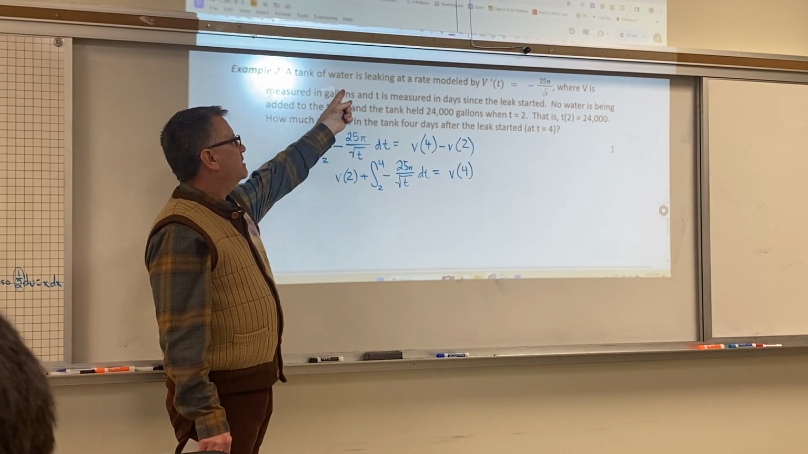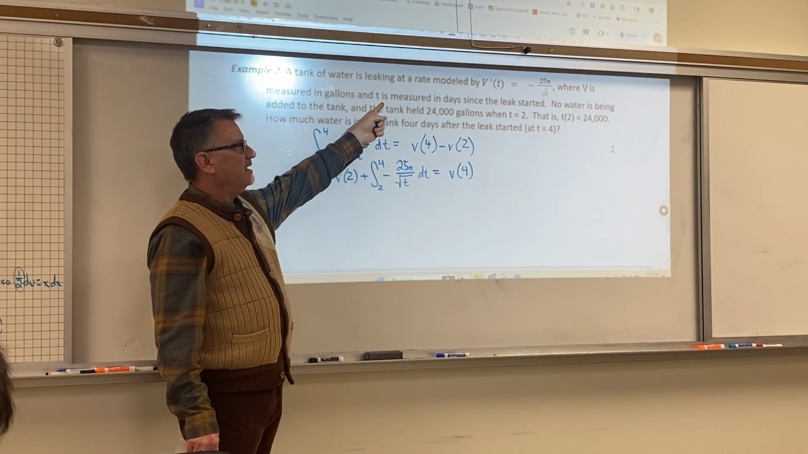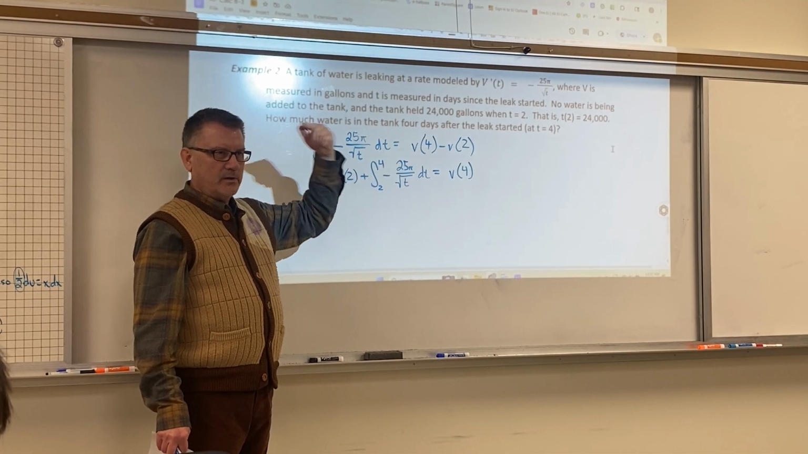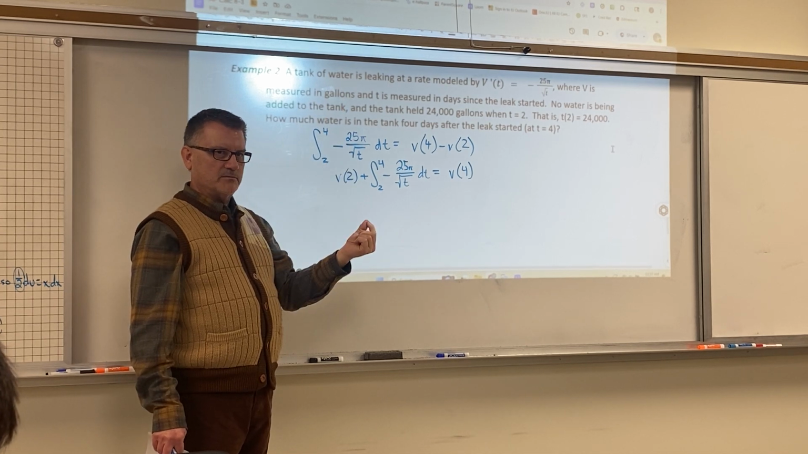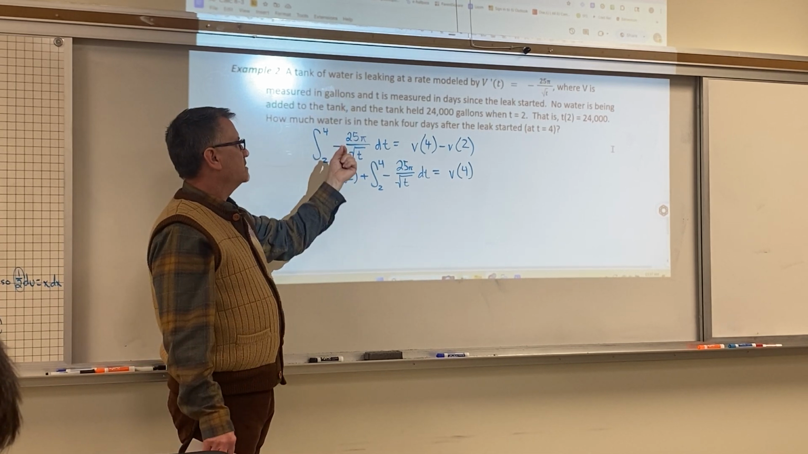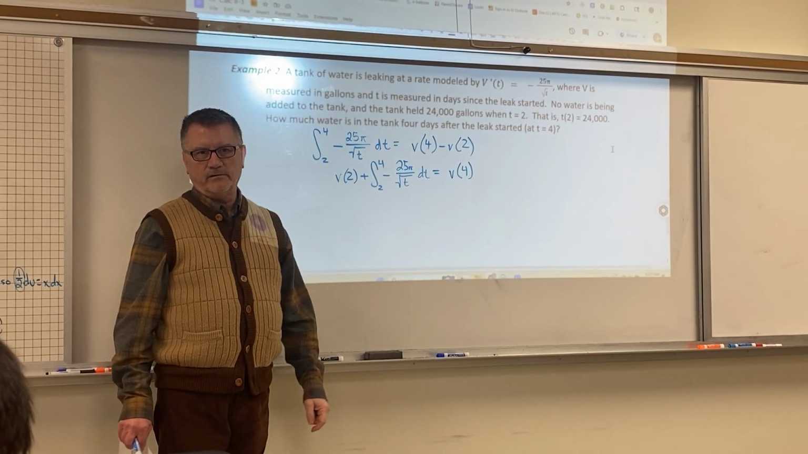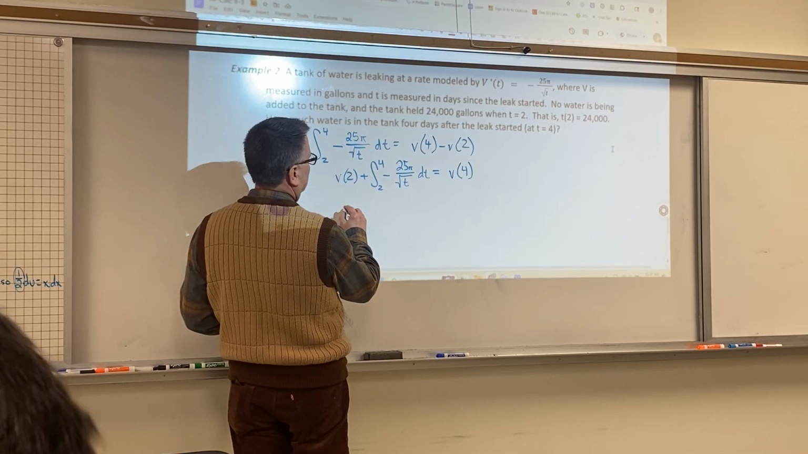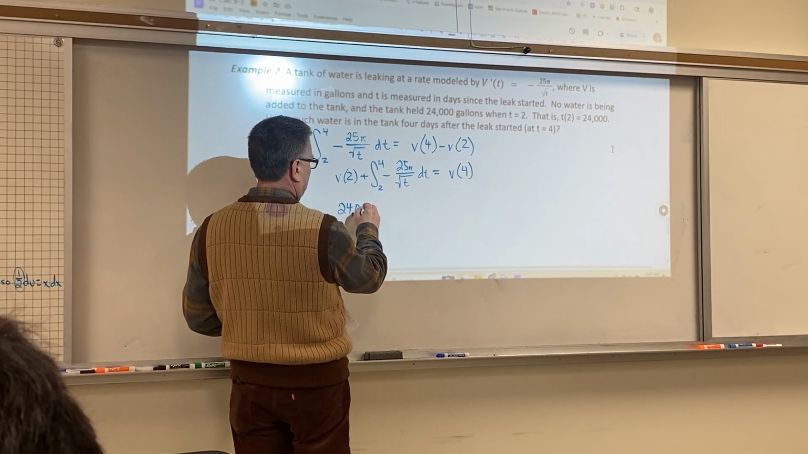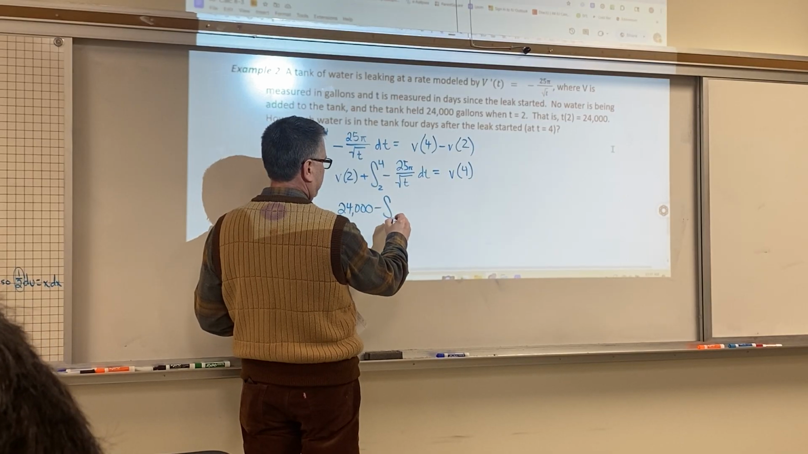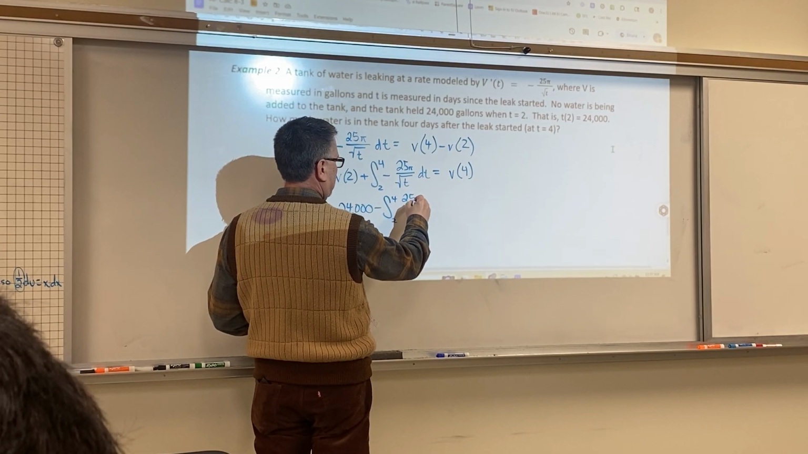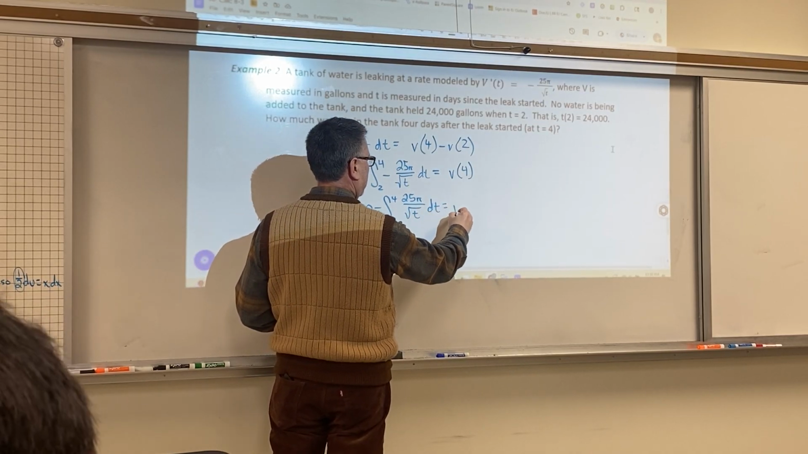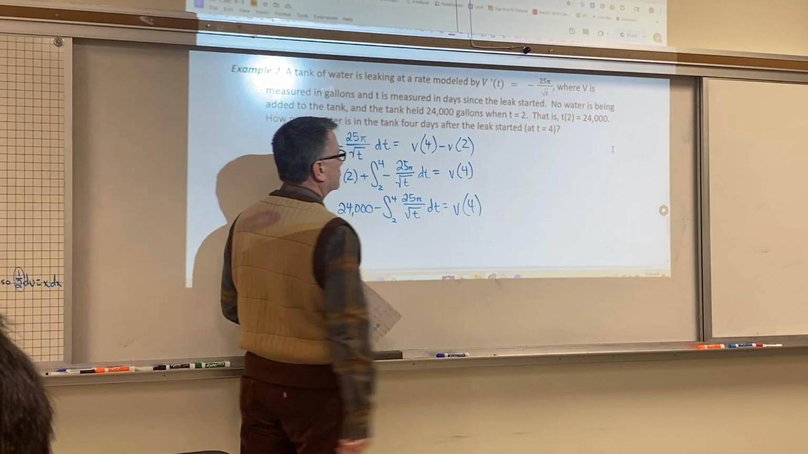Because in the wording, it said it is leaking at this rate. If they said it was changing at this rate, I would have to remember, wait a minute, if it's leaking out, it's probably getting smaller. But this one says it's leaking, so they've already included the negative. So basically, I can pull that negative out. So V of 2 was what, 24,000? And then I can pull that negative out, 2 to 4, 25 pi over square root of t. Should give me V of 4.